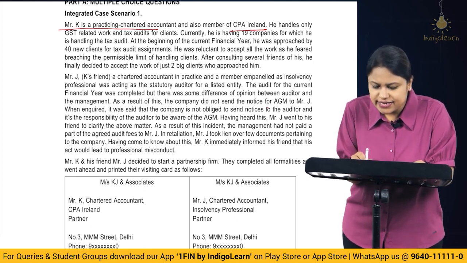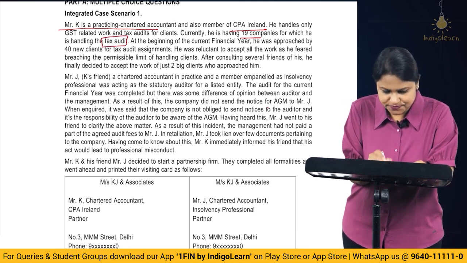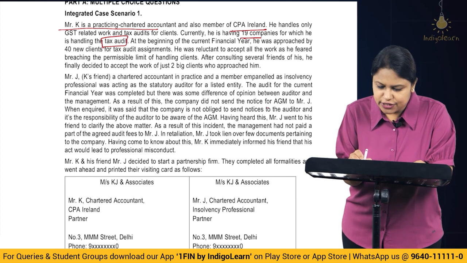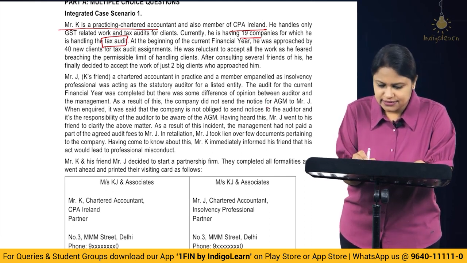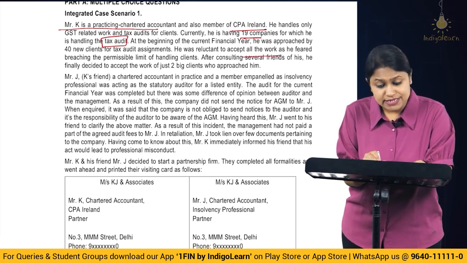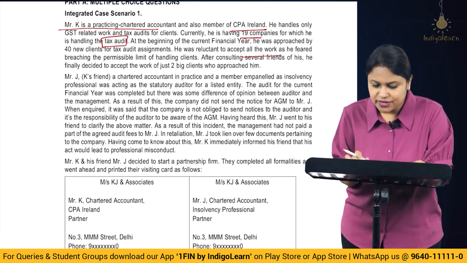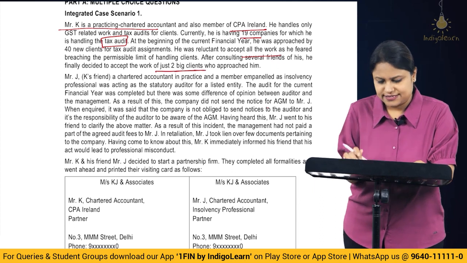He is currently having 19 companies for which he is handling the tax audit. In the beginning of the financial year, he was approached by 40 new clients for the tax audit assignments. He was reluctant to accept all of them as he feared breaching the permissible limit on handling the clients. After consulting several friends of his, he finally decided to accept work of just 2 big clients who approached him.